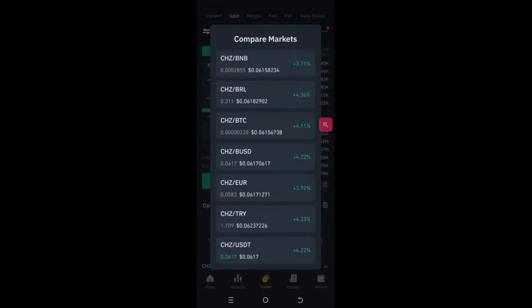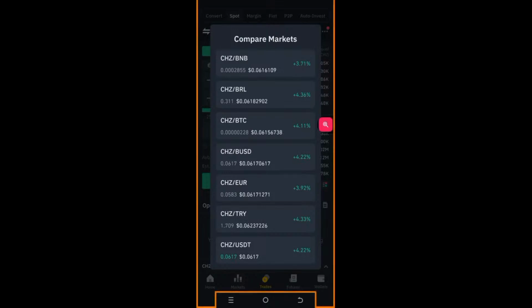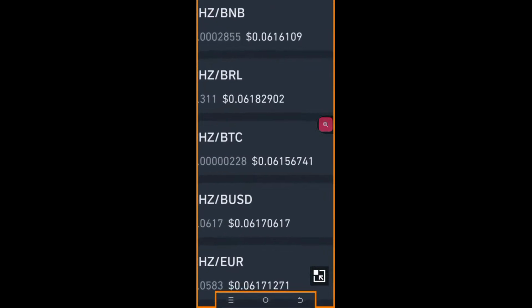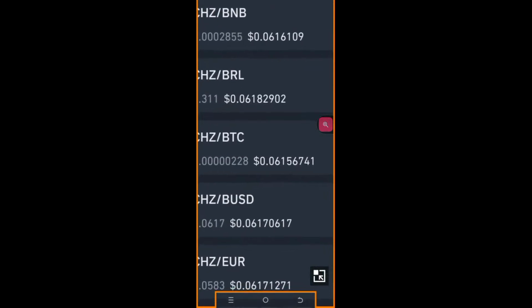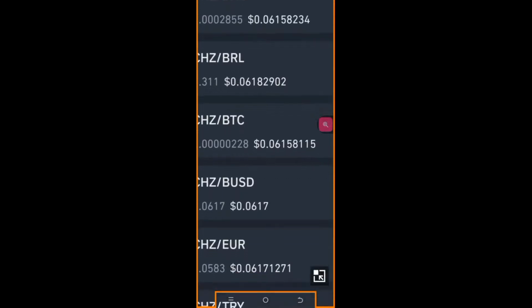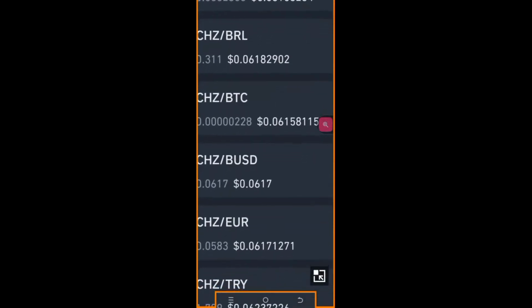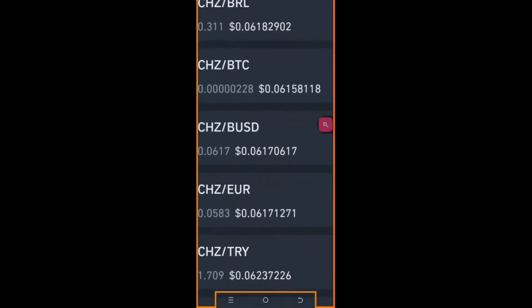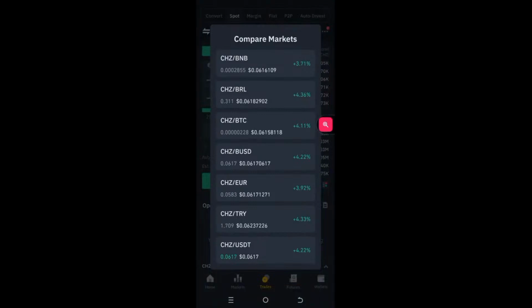So let's take a quick look at this. Let me enlarge this for you to see. Good. We have 061 at BNB. That's 0616, 0618 at BRL. BTC is 0615, 0617. Wow. Then EUR. Normally I like to use the base currency as USDT. The reason is that it's easier for me to work with. Well, at times I may have to change.